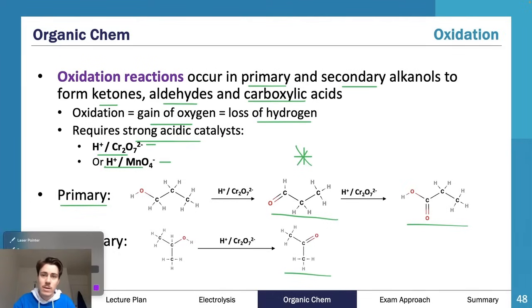This doesn't go any further than a ketone. So this is purely just a ketone. So therefore, it's really important to understand that you're only going to get to a ketone here. As you can see here, you get your primary all the way through to your carboxylic acid, but secondary only goes to a ketone. So primary goes to an aldehyde, then to a carboxylic acid. Secondary only goes to a ketone.